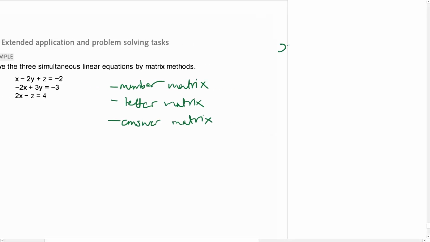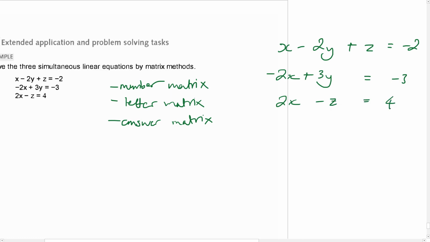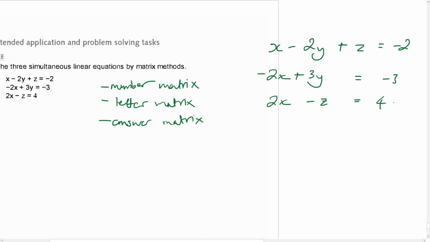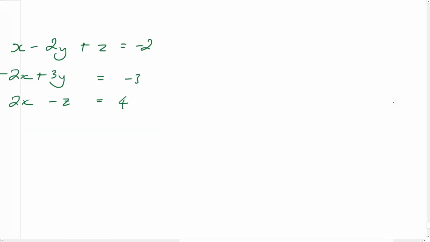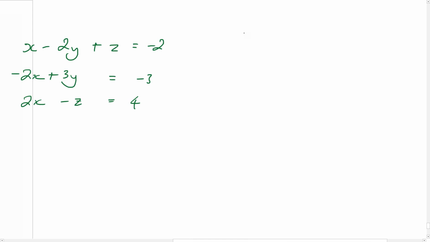So x minus 2y plus z is equal to -2. That's the first equation. -2x plus 3y equals -3. And then you've got 2x minus z is equal to 4. Okay, so let's break it up into a number matrix, letter matrix, answer matrix. Now you might be finding this one a little bit tricky, but it's not that bad.